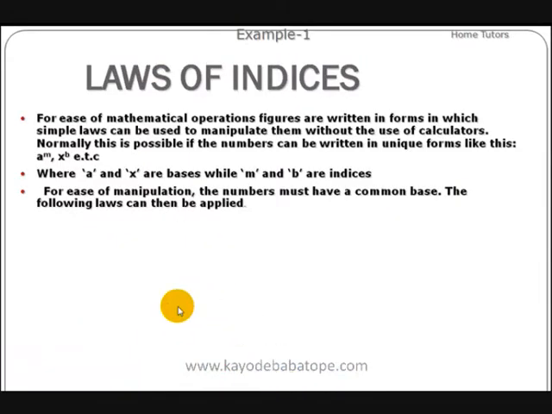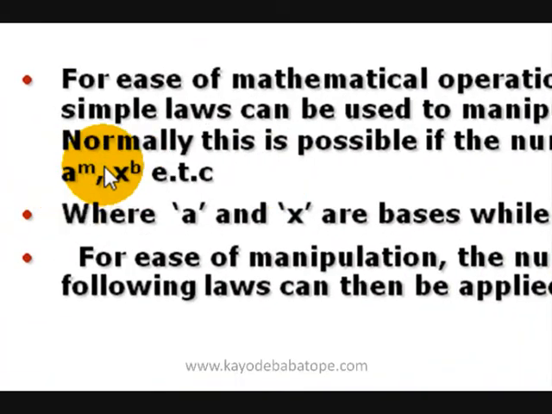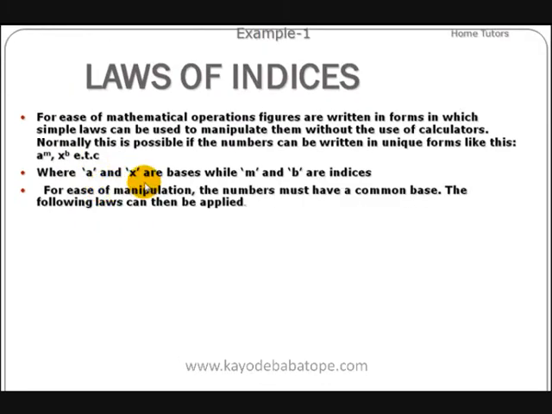Laws of indices. For ease of mathematical operations, figures are written in forms in which simple laws can be used to manipulate them without the use of calculators. Normally, this is possible if the numbers can be written in unique forms like this. For example, a raised to power m, x raised to power b, etc. Where a and x are called the basis of the expression and m and b are called the indices. For ease of manipulation, the numbers must definitely have a common base. So the following laws can then be applied.